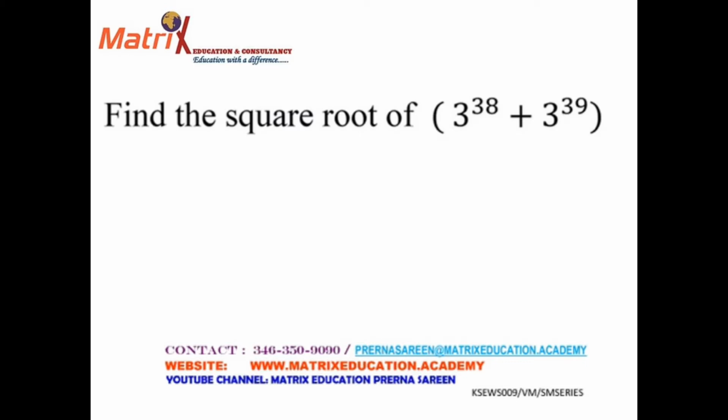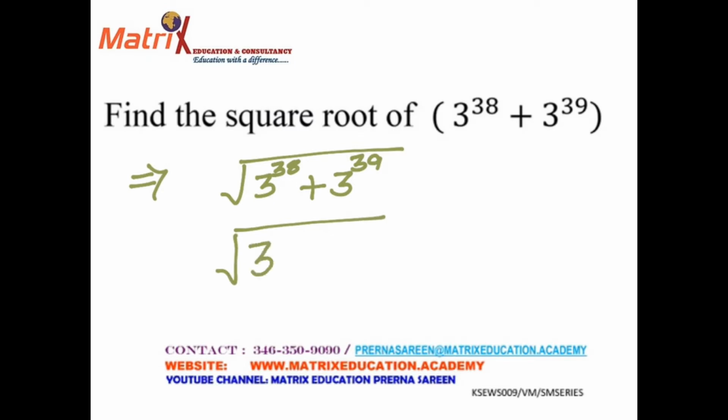Now, I can rewrite this as 3 raised to the power of 38 plus 3 raised to the power of 39. And you see the power 38 in this example is the lowest, and that's the common power. So I can take this power as common: 3 raised to the power of 38 times 1, because when you take 3 raised to the power of 38 outside, it becomes 1, and then plus 3. This is what we are left with.